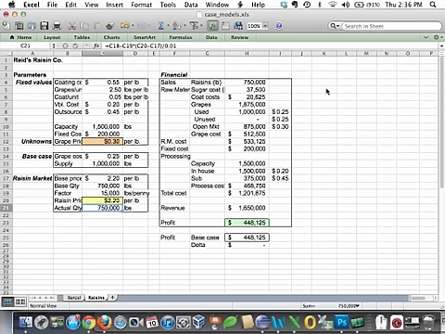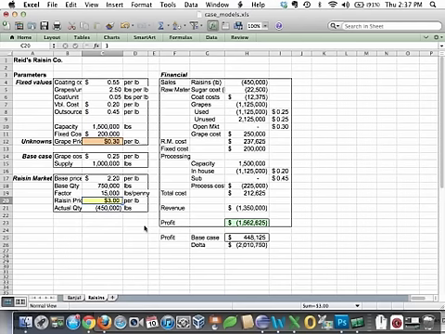Using Solver in Microsoft Excel. Here we have the Reid's Raisins case, and we're going to use Solver to try to pick the best raisin price for Reid's Raisins. Now I could sit here and just change the value for the raisin price manually and try to converge on the right price, but instead I'm going to let Solver pick the prices for me.